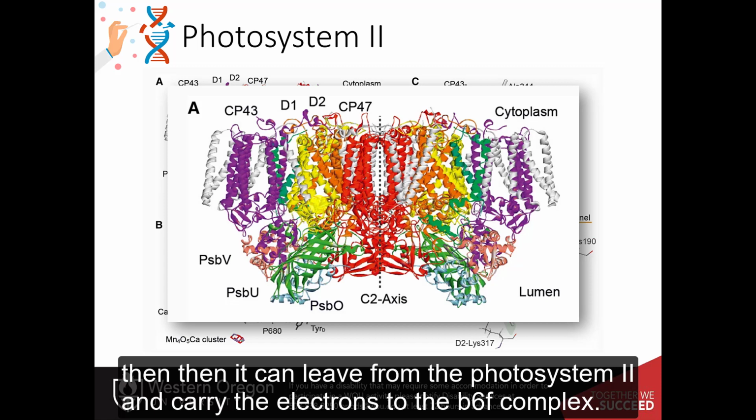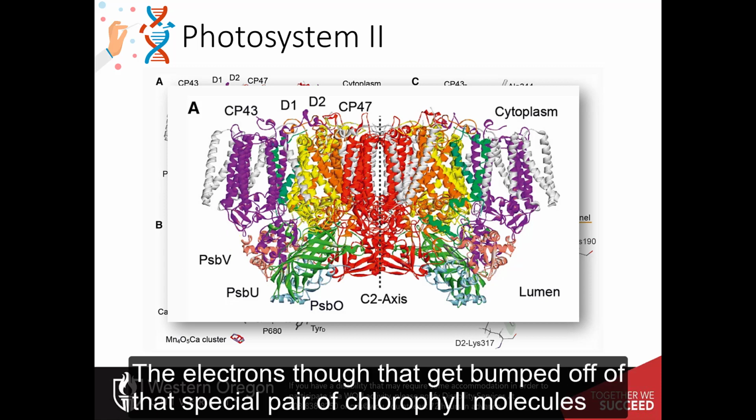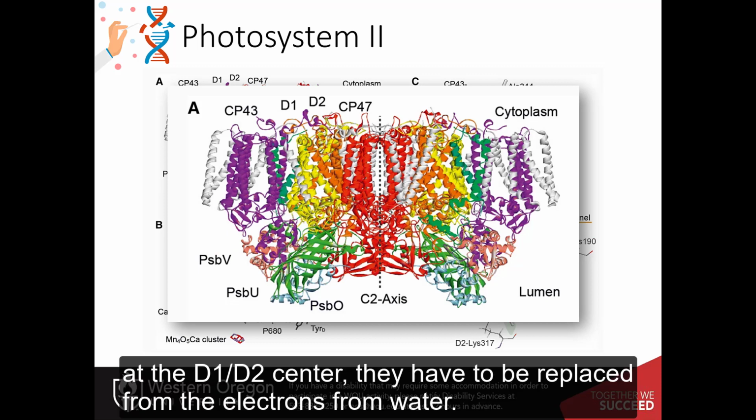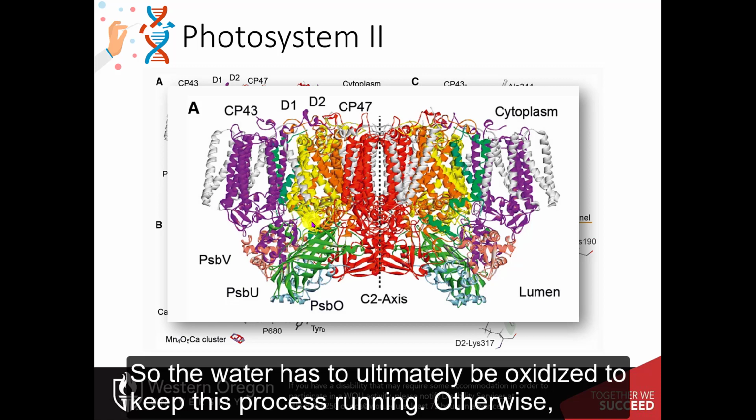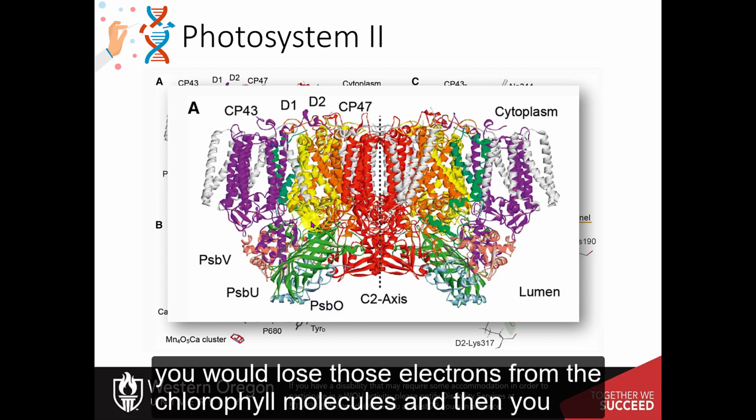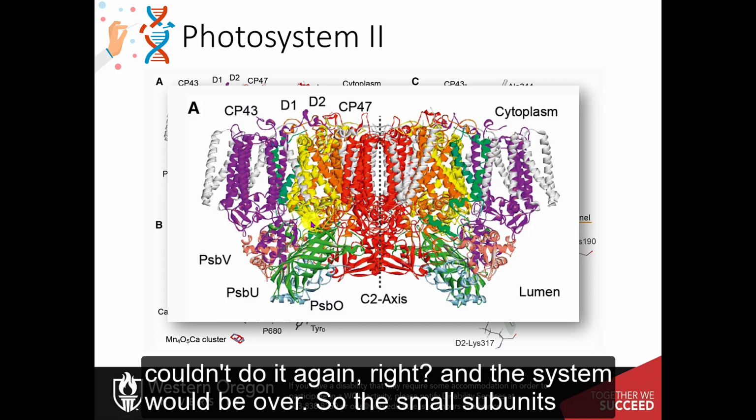and carry those electrons to the b6f complex. The electrons, though, that get bumped off of that special pair of chlorophyll molecules at the D1, D2 center, they have to be replaced from the electrons from water. So the water has to ultimately be oxidized to keep this process running. Otherwise, you would lose those electrons from the chlorophyll molecules, and then you couldn't do it again, right? And the system would be over.